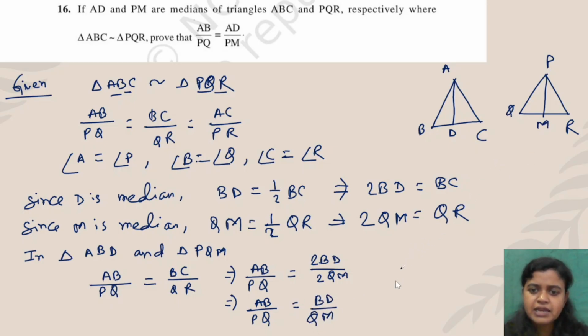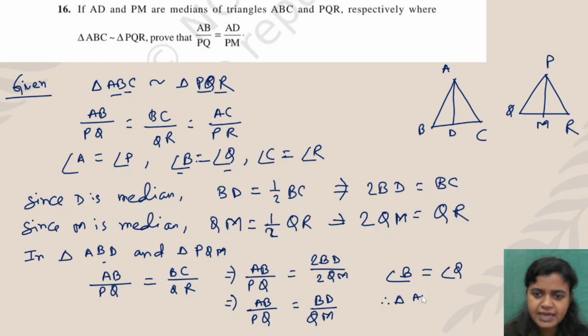And now it is given that angle B equals angle Q. So by the SAS criterion, we can say triangle ABD is similar to triangle PQM by the SAS rule, and therefore we can write, as the proof requires, AB by PQ equals AD by PM.